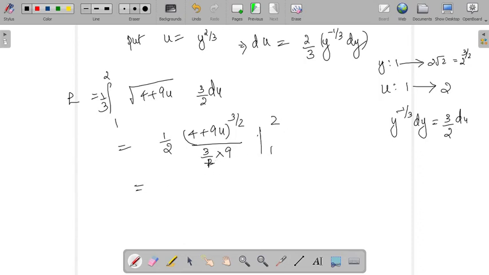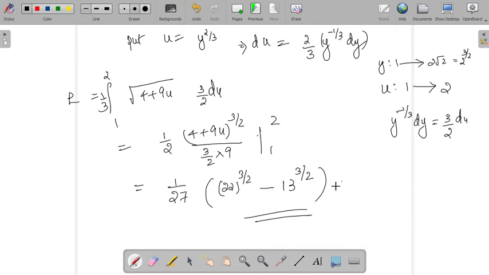So 2 will cancel off here, so you will get 1 by 27. Upon applying the limits you will get 22 whole raised to 3 by 2 minus 13 raised to 3 by 2. So that will again give us the same value. So we can find out the value, it will be 2.09, which you obtained in the first part. So that is how you calculate the arc length.